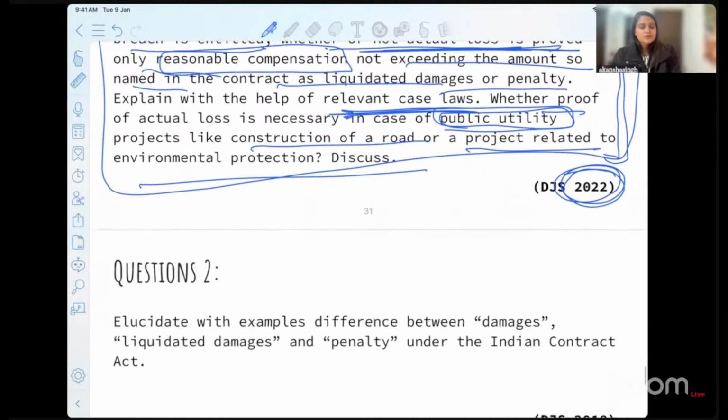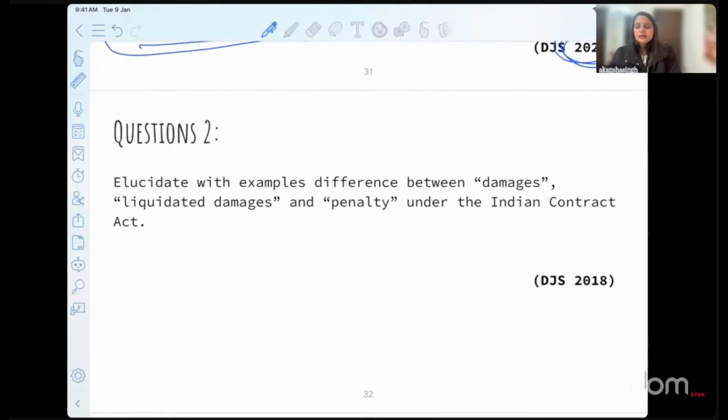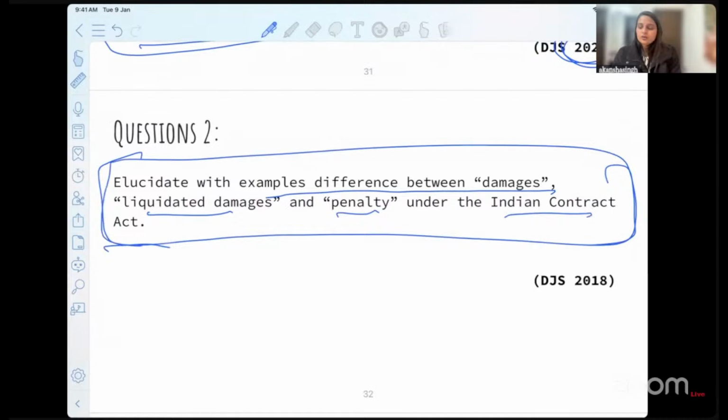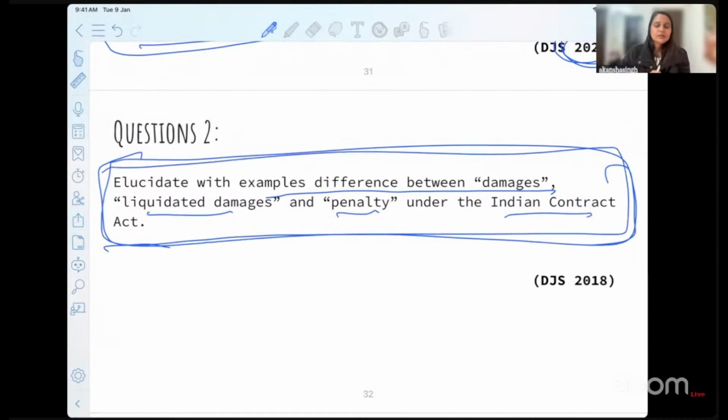Okay. Now we move to the second question. Help with the examples, the difference between damages, liquidated damages, and penalty. So now for this, you have to go through my other two classes if you were not present in those lectures, and you will be able to find out the answer. Liquidated damages and penalty is something we covered today. Damages is something that we covered in the last two lectures. So you will have to explain with the example how these are different.